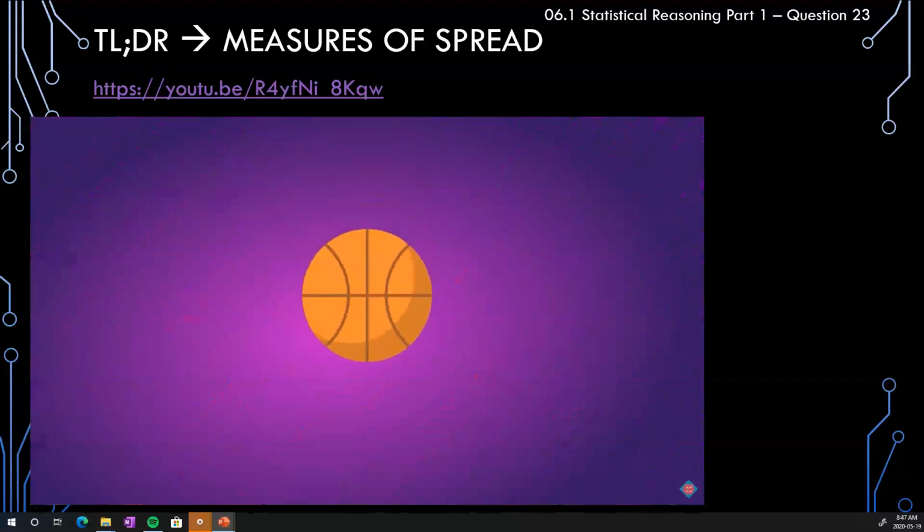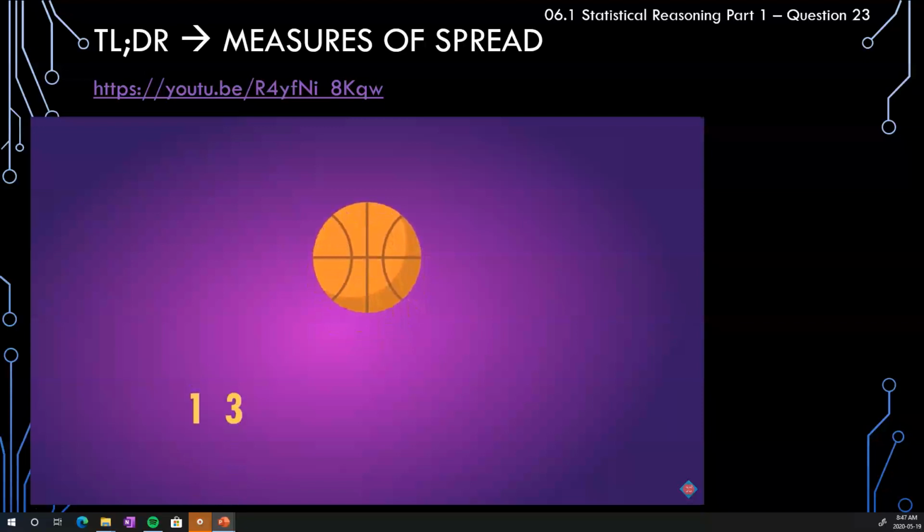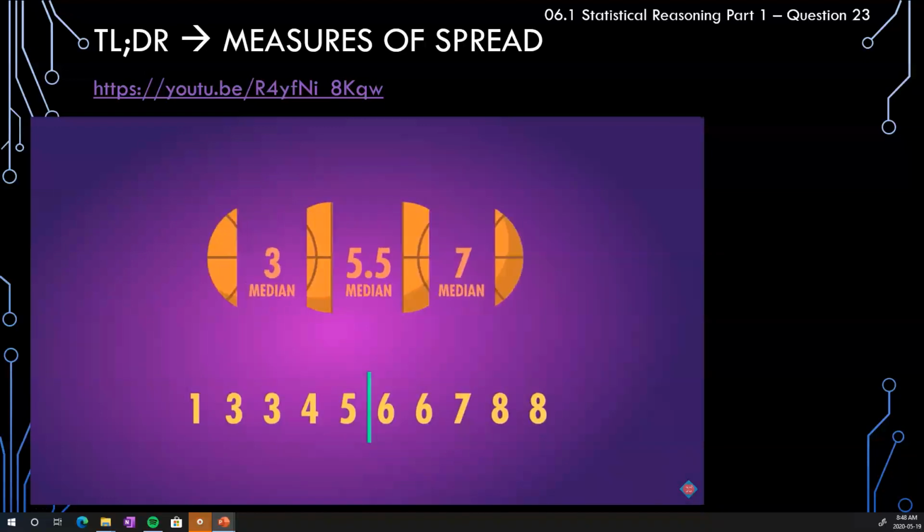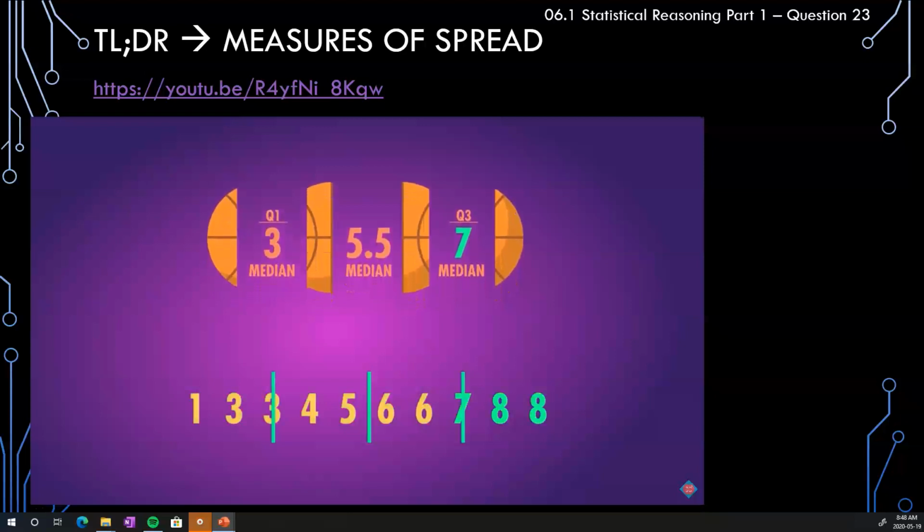Let's say 10 basketball players have scored the following number of points in the first part of a game: 1, 3, 3, 4, 5, 6, 6, 7, 8, and 8. The median is 5.5. That divides the data into two halves. To divide it further into quarters, we find the median of each of those halves, which are 3 and 7, Q1 and Q3, respectively. The four quartiles here are from 1 to 3, 3 to 5.5, 5.5 to 7, and 7 to 8. The IQR is the difference between Q3 and Q1, or in this case, 7 minus 3, which is 4.